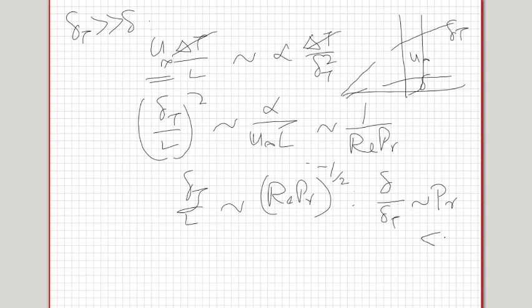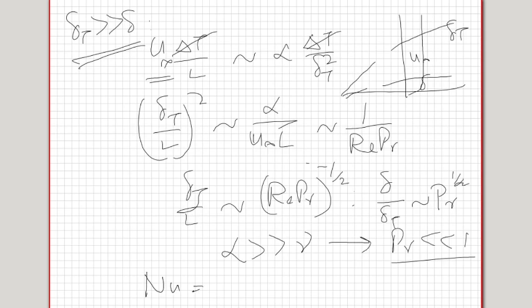So this is much less than 1, so this is Prandtl to the power of half. Okay, so we say that Prandtl to the power of half is much less than 1, or Prandtl number is much less than 1 when this is happening. Okay, so the thermal boundary layer is very thick when alpha is much greater than nu. So that is the case that you'll get here. And here the Nusselt number therefore will come of the order of RePr whole to the power of half.